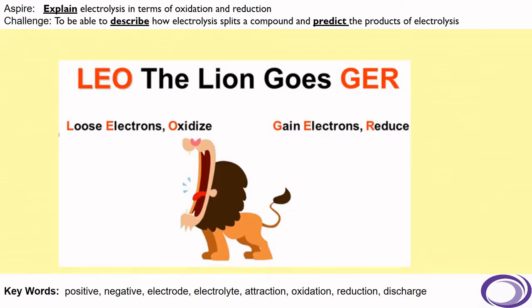Now you may remember from last lesson when we looked at Leo the lioness's GER. If something loses electrons, it is oxidised, and if something gains electrons, it is reduced.